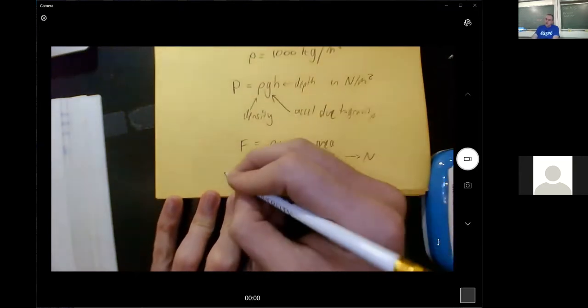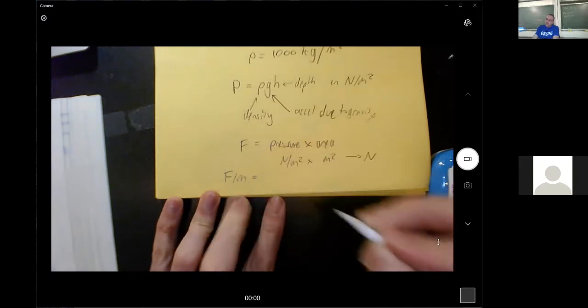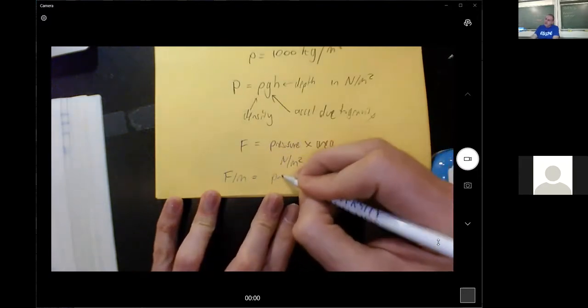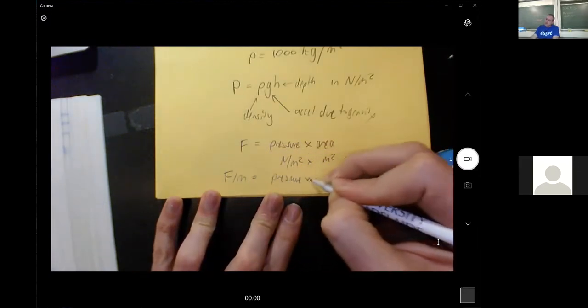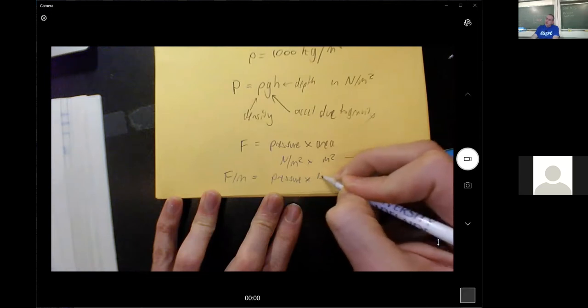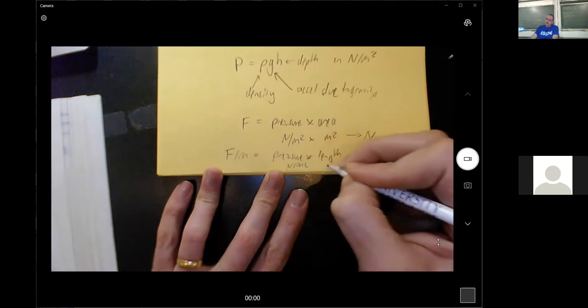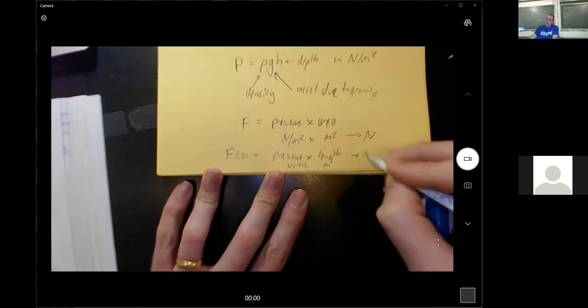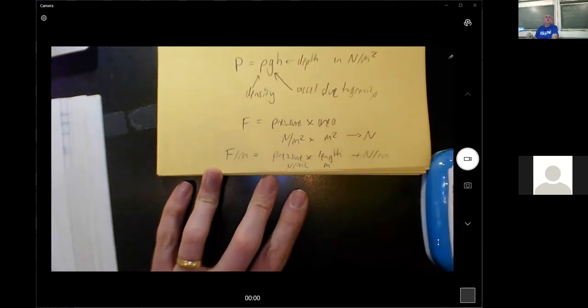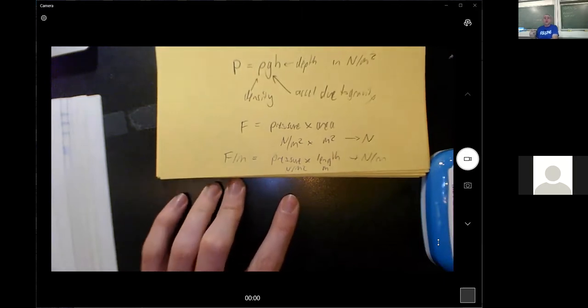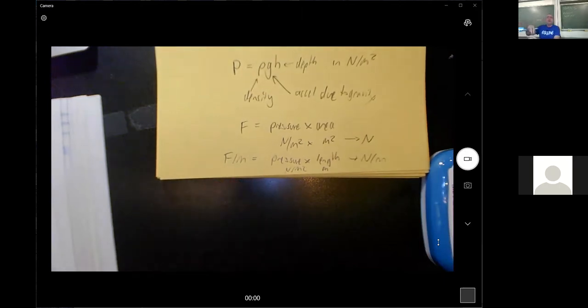Okay, but force per meter would be pressure times length, because that will be in newtons per meter squared and that will be in meters, and so I'll end up with newtons per meter. So I don't need to figure it out per area and then divide by how long the thing is, because I can just do it per meter straight up.